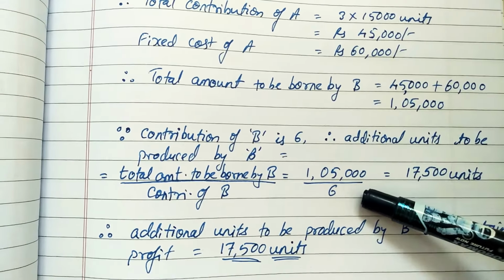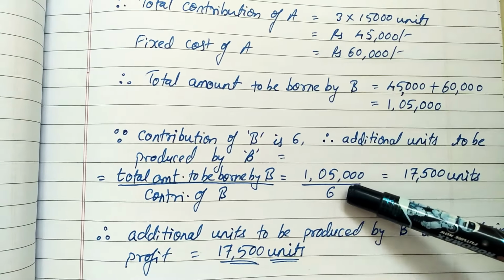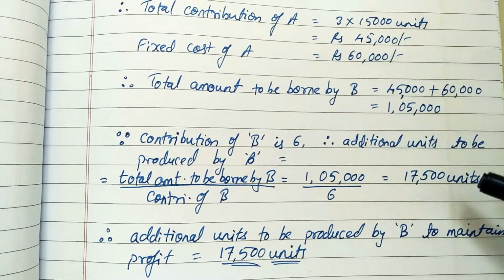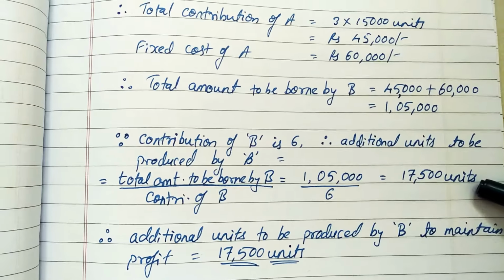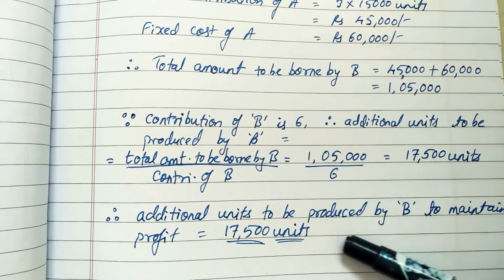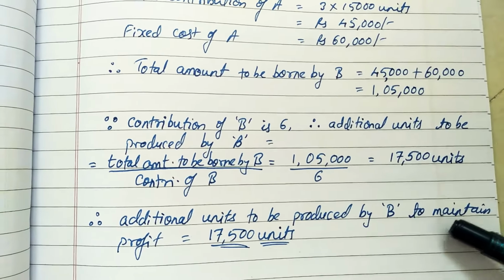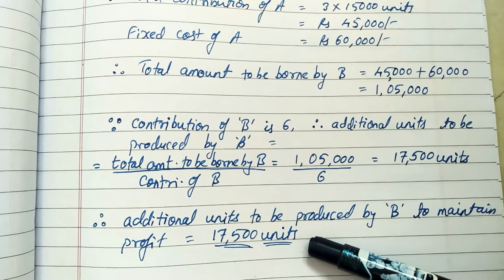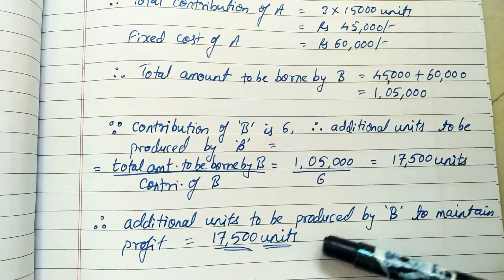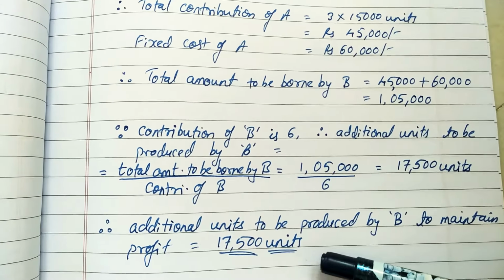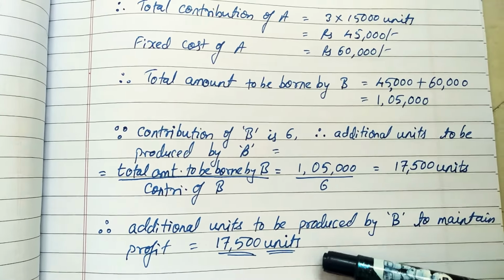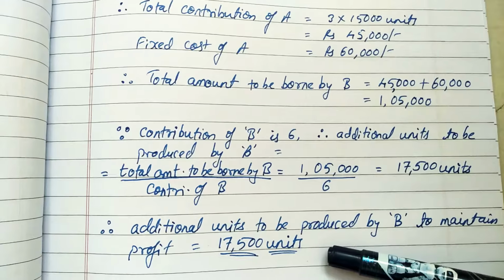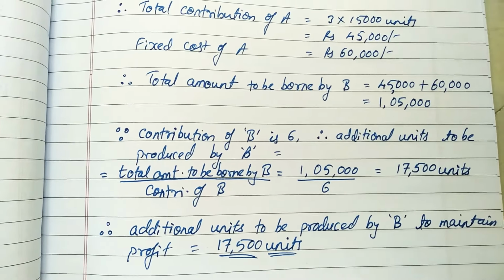When we divide the total amount to be borne by B by the contribution of B, we get 17,500 units. That means that additional units to be produced by B to maintain the profit as same for the overall organization is 17,500 units. These many units will have to be produced extra of B if one has to discontinue product A.